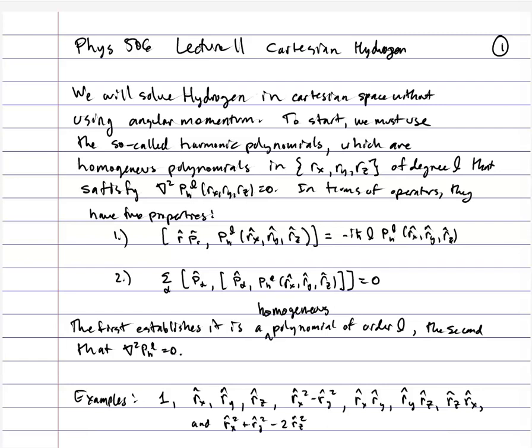Welcome to Lecture 11 of Physics 506. In this lecture, we're going to be discussing a Cartesian factorization method for solving for the hydrogen wave functions without using angular momentum. I just want to point out that this Cartesian factorization was discovered only in 1984, and I've actually been the person who figured out how you can construct a wave function from this, and we haven't even finished the paper and published it yet.